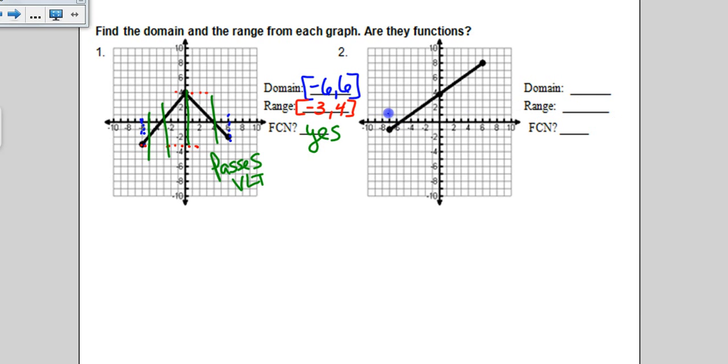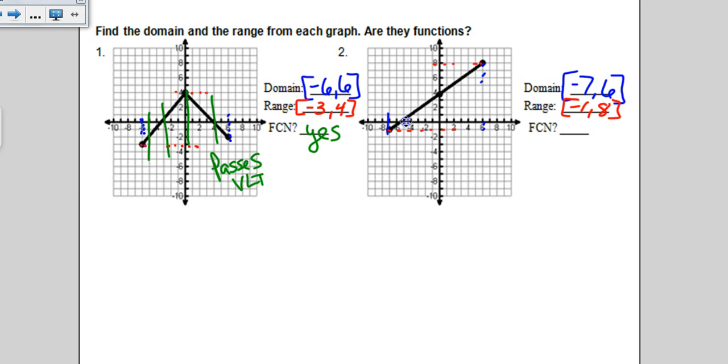So let's look at the domain for number 2. The domain goes from left to right. Let's see. So we have -7 to 6, and since it does hit -7 and 6, we use brackets. For the range, I look at how low to how high this possible function travels, and he goes from a -1 up to an 8, and again brackets.